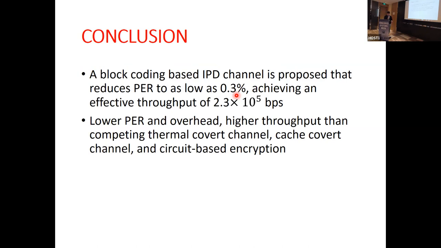In brief, our proposed block coding based IP channel can reduce PER to as low as 0.3%, achieving an effective throughput of 2.3 multiplied by 10 to the power of 5 BPS, and it has lower PER and overhead and higher throughput than the competing methods.